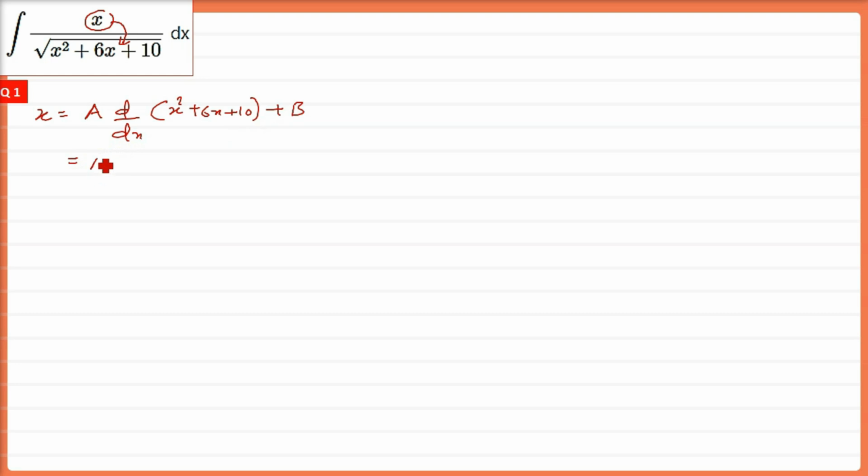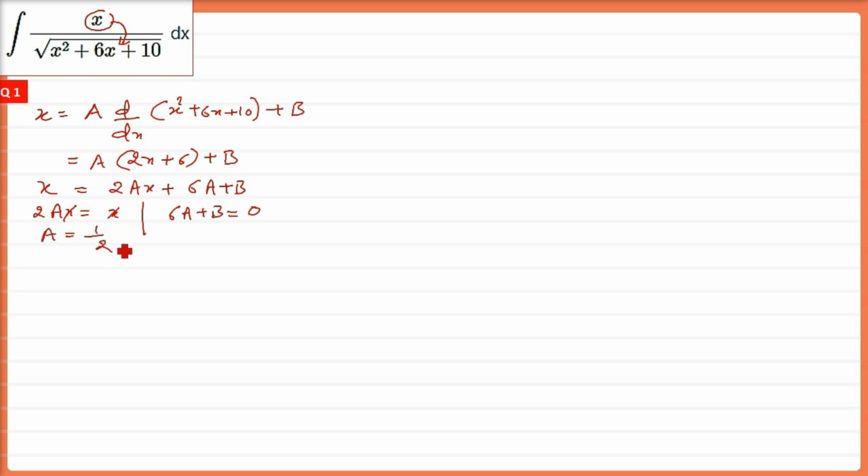So this will give us 2x plus 6, which is the differentiation of x square plus 6x plus 10. Now let's multiply this: 2ax plus 6a plus b, and this is equivalent to x. Let's equate these similar terms. So 2ax will be equal to x, and 6a plus b will be equal to 0, as there is no term left. So a will be 1 by 2, and when you put it in 6 into 1 by 2 plus b equals 0, this is 3, so b gives negative 3.